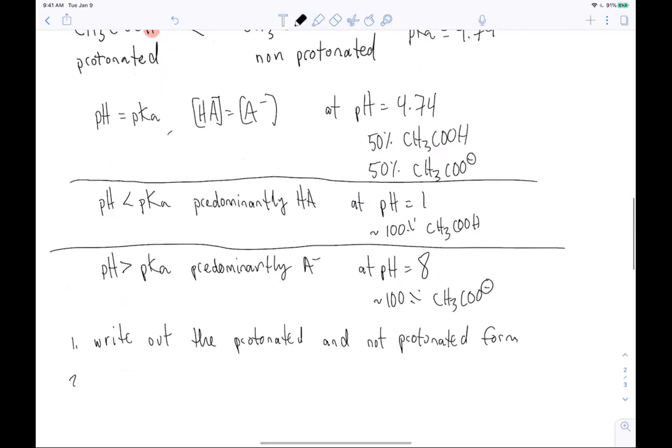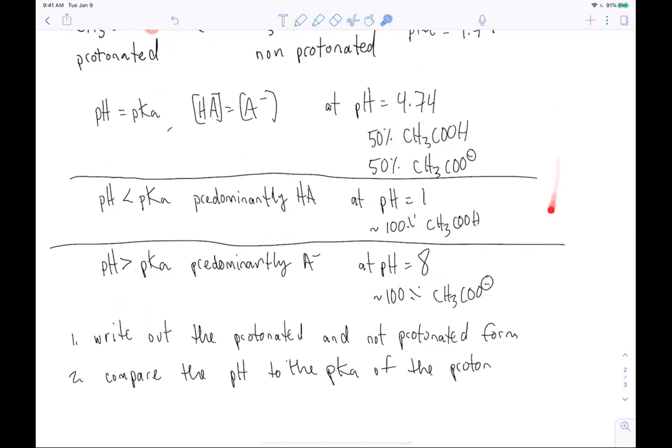And then 2 is compare the pH to the pKa of the proton. And that's what this little crib sheet here is supposed to help you with. So if your pH is above the pKa, I know that I'm going to be in the non-protonated form. So if you can do this and you can do this and you have access to this in your brain or on a piece of paper or something, you can kind of work these problems.